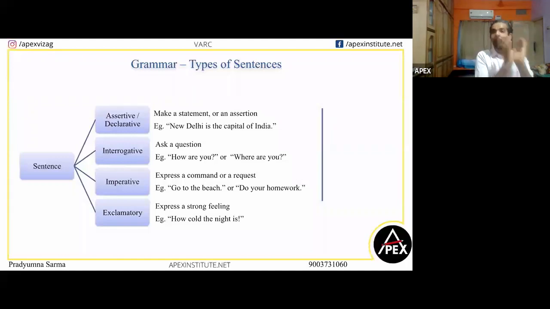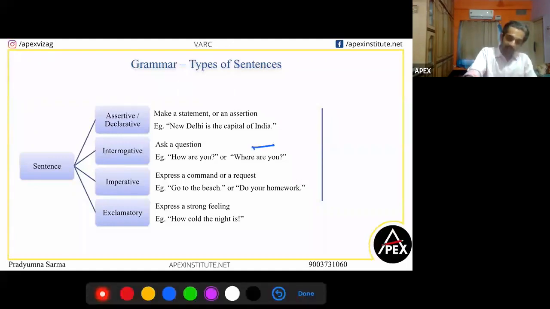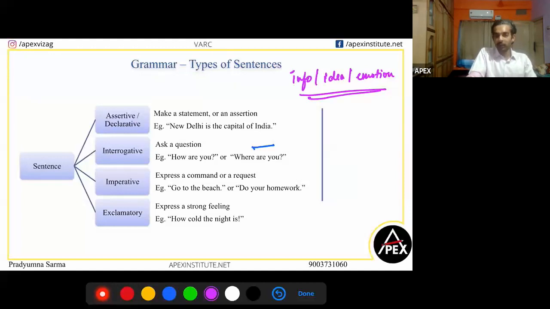So I am using some meaningful combination of words to express some emotion, some idea, some information that I have, right? So let me just write it down. Either some information, some idea, or some emotion that I have, I want to express, correct? Or maybe I want to ask you regarding any of the info, idea, or emotion that you have.